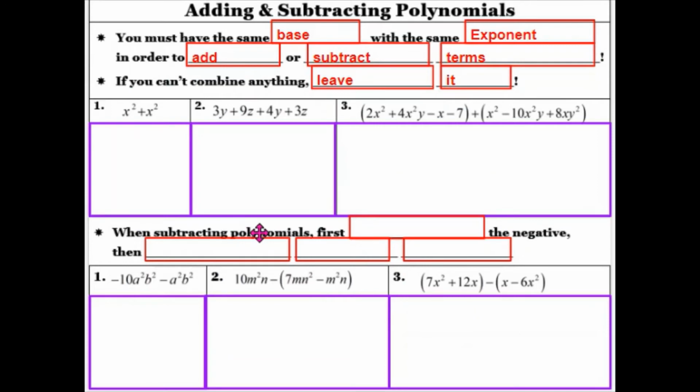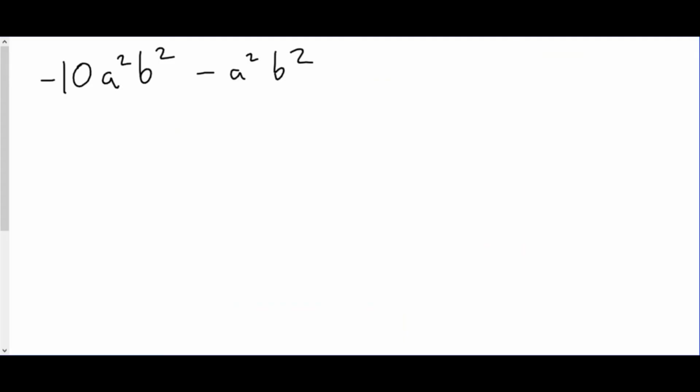What about subtracting polynomials? The most important difference is that when you subtract, the first thing you have to do is distribute the negative. You have to make sure that you're subtracting everything in the set of parentheses and not just the first term. Once you distribute, you're going to combine your like terms. Let's try those examples. So this problem has no parentheses. I'm only subtracting one other term, so I don't have to distribute anything.